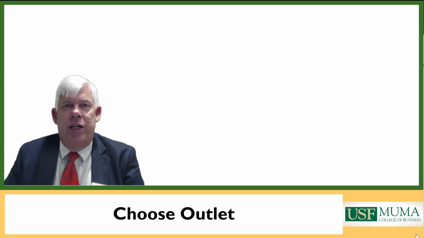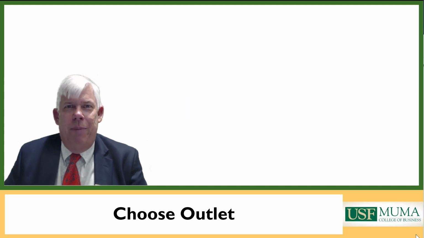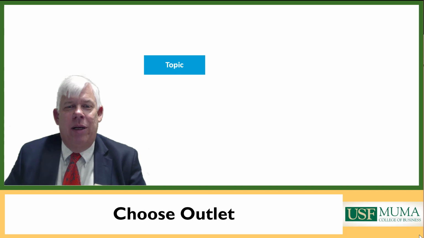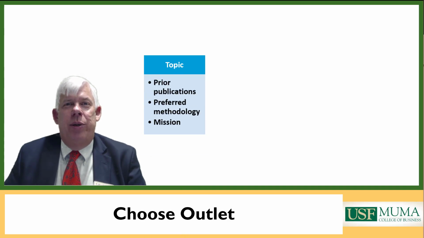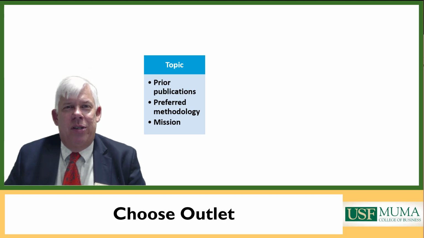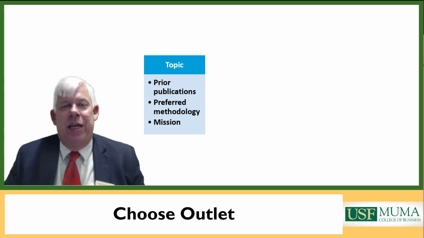The final stage of the paper creation, which often may be the first thing that you should actually look at, is selecting the outlet for your paper. And there are a number of different criteria that you need to use to select an outlet. One is the topic. And what you need here is to look at a paper and see if any of the prior publications of that journal fit the paper's theme.